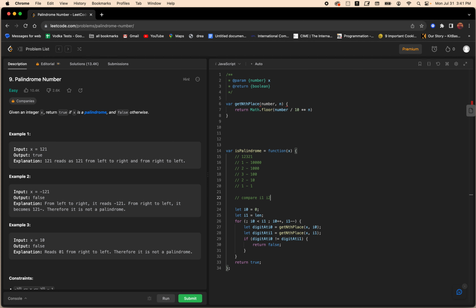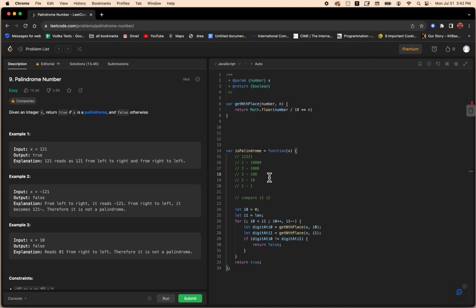Okay, x is our number, folks. In our example here, x is 1, 2, 3, 2, 1. We compare I0 here with I1. They're the same. I0, I1 now is equal to these indices. In this edge case, they become the same, so one's not less than the other, so that means that we exit the loop and return true.